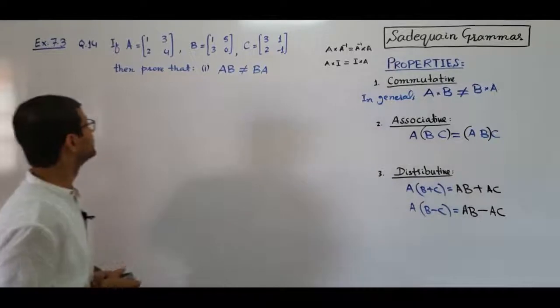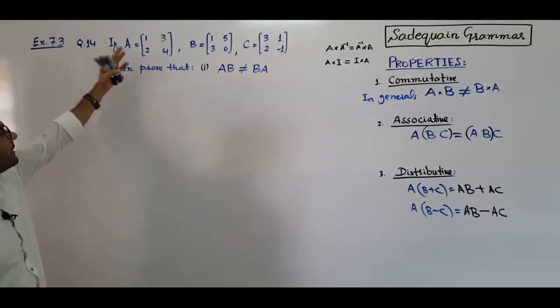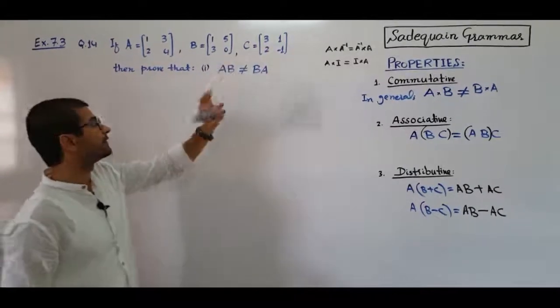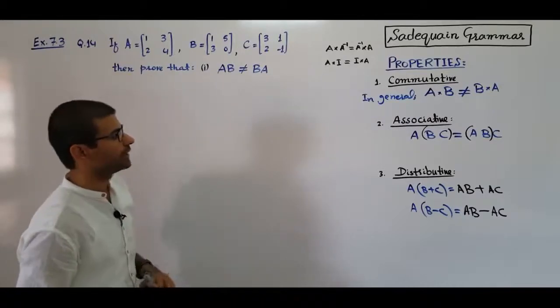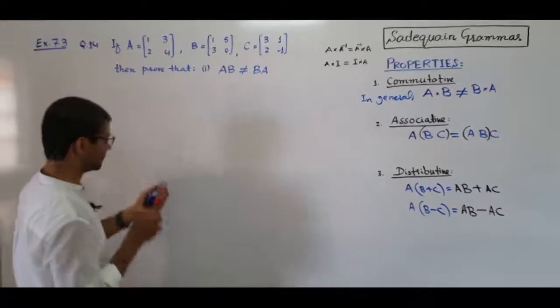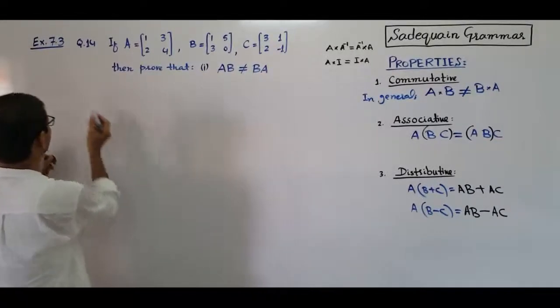Now you can see question number 14, students. Question number 14 is: if A is equal to, B is equal to, and C is equal to, we have three matrices and then we have to prove AB is not equal to BA. We have to prove all these properties one by one in this question. So how can we prove this?